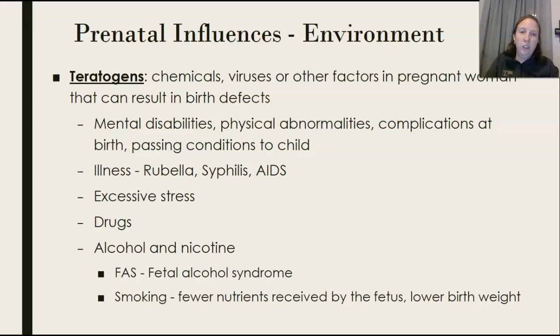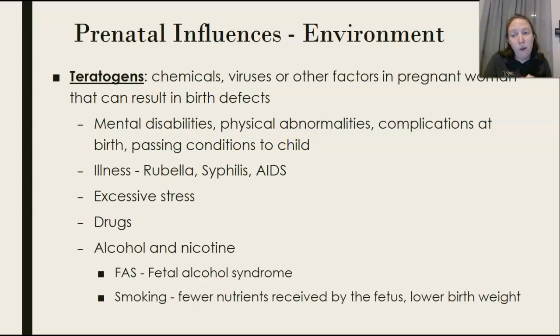So it could be things that she's around, perhaps extremely polluted air or water, but it also can very often come from things that she's ingesting. The results of teratogens could be mental disabilities, physical abnormalities, complications at birth, or passing the condition on to the child. So these are the things that the fetus would encounter, not the mother.